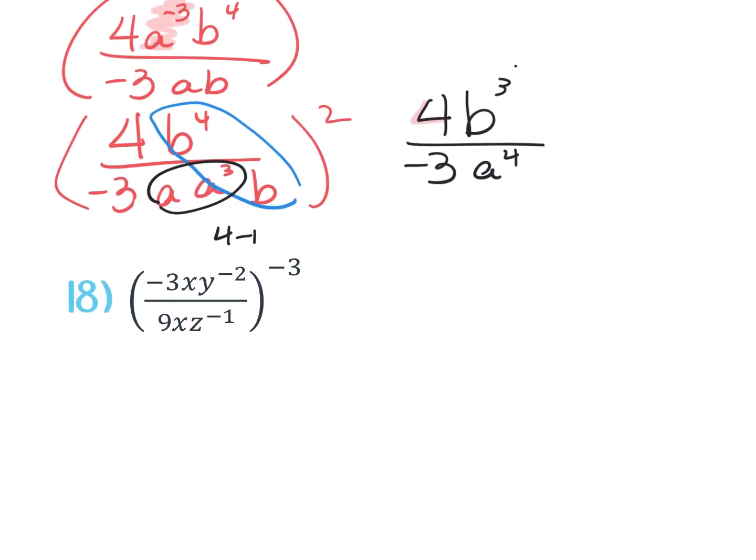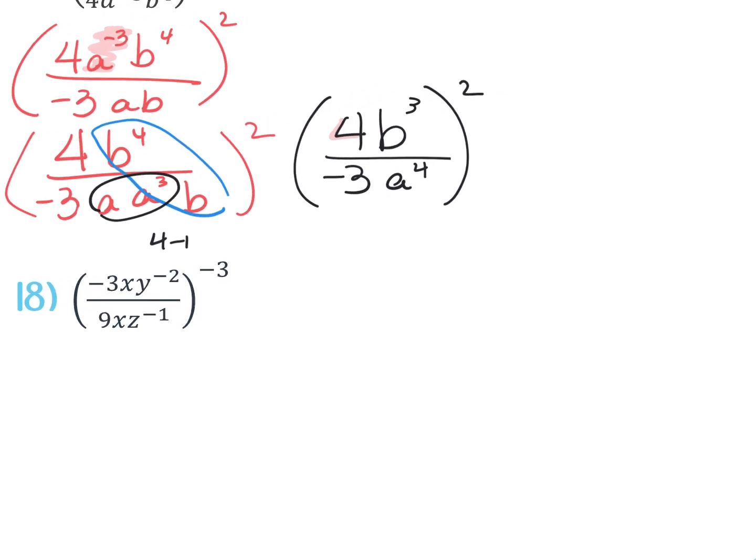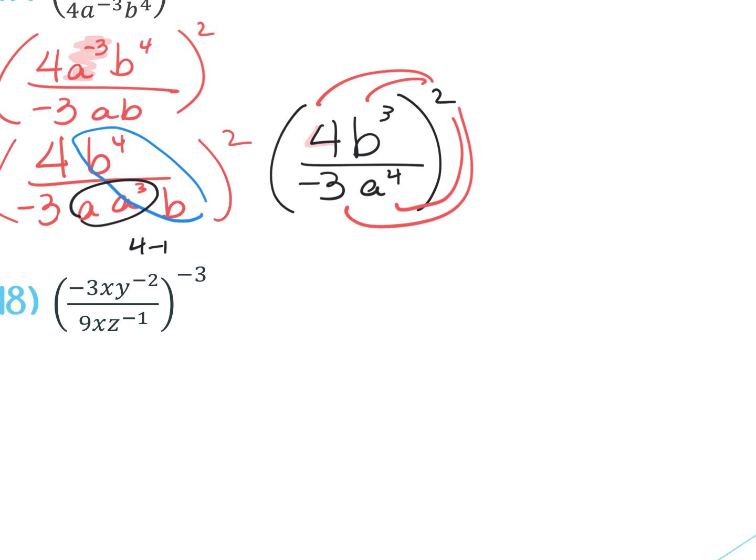Now I need to still raise this to the second power. So then the power of 2 is going to go to the 4, to the b, to the negative 3, and to the a to the fourth. So 4 to the second power is 16. B, this power to the power you multiply. Negative 3 squared is 9. And then a to the fourth power to the power becomes a to the 8th. That's one way you can deal with it.